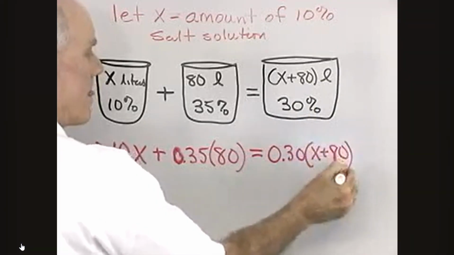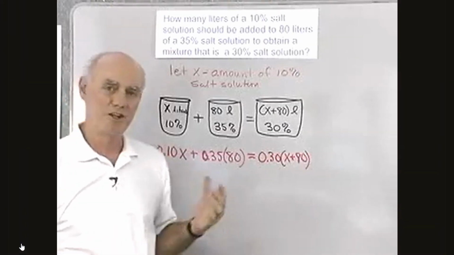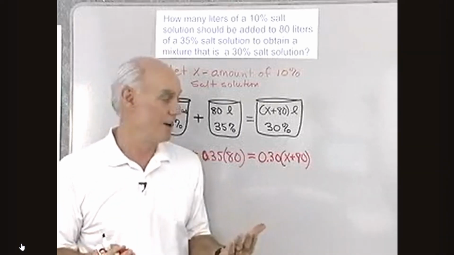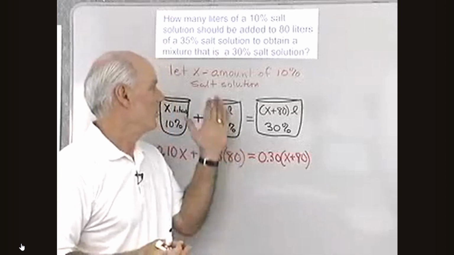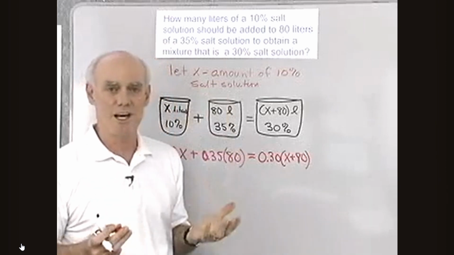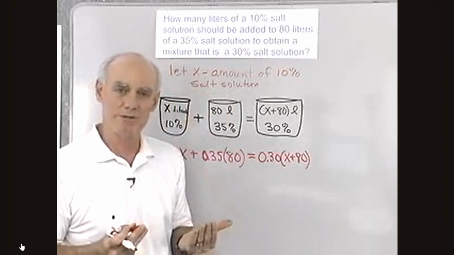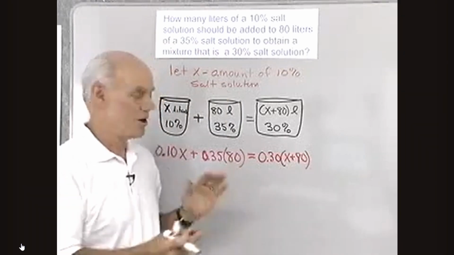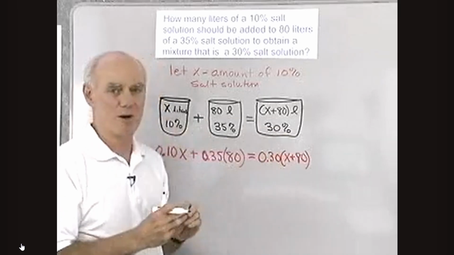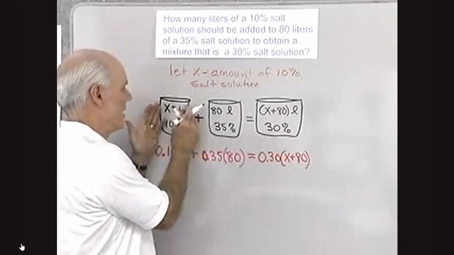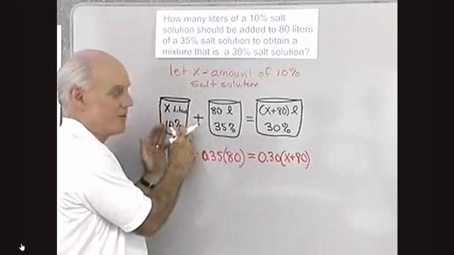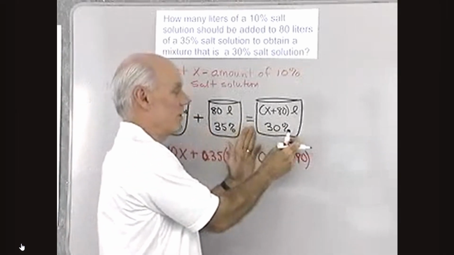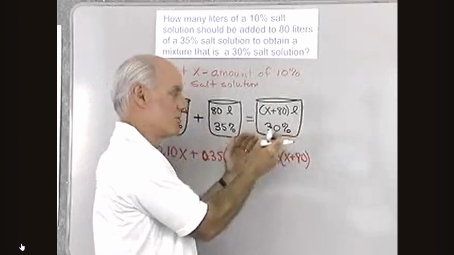So it takes a little bit of getting used to look at a problem this way, but after you've solved a couple of these, I think you'll find that it's really a pretty simple process. We let x be equal to whatever's asked for in the problem, in this case, the number of liters of 10% salt solution. And then I read the problem again. I try to draw a little diagram that represents the situation. I'm taking x liters that's 10% salt, adding that to 80 liters that's 35% salt, and ending up with x plus 80 liters that's 30% salt.